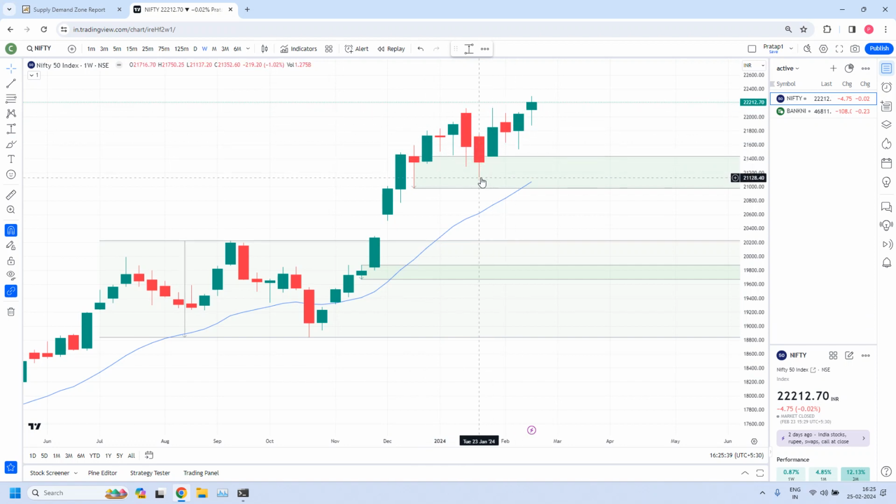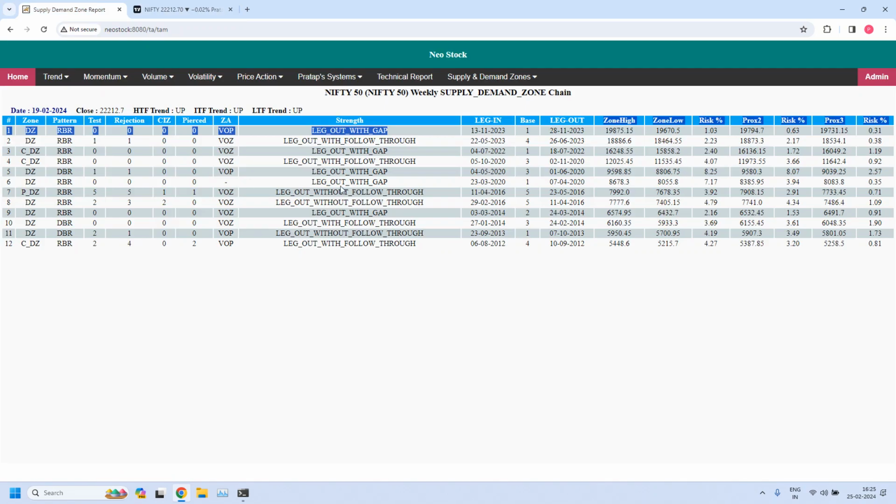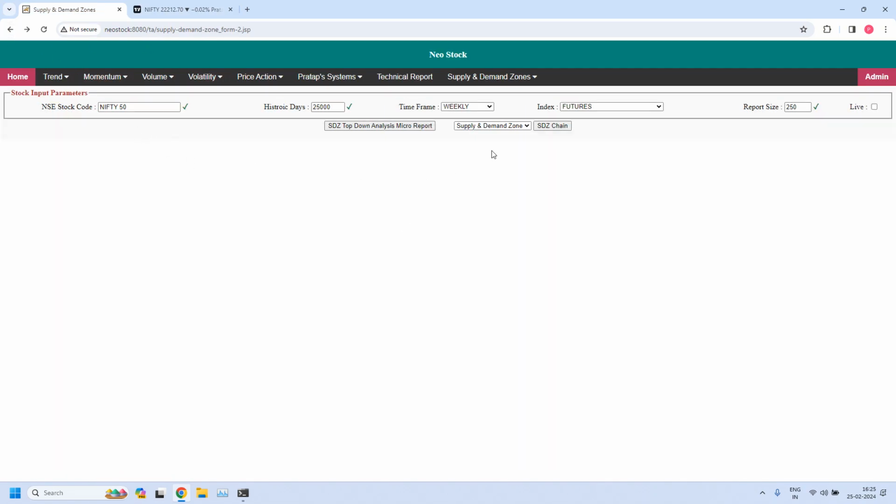You cannot say it is because of this weekly zone. Maybe inside this area there is a daily zone, or maybe a 125-minute zone, or maybe a 75-minute zone. That we have to identify. So now I am moving to the daily time frame. Changing the time frame to daily, let me draw the chain.